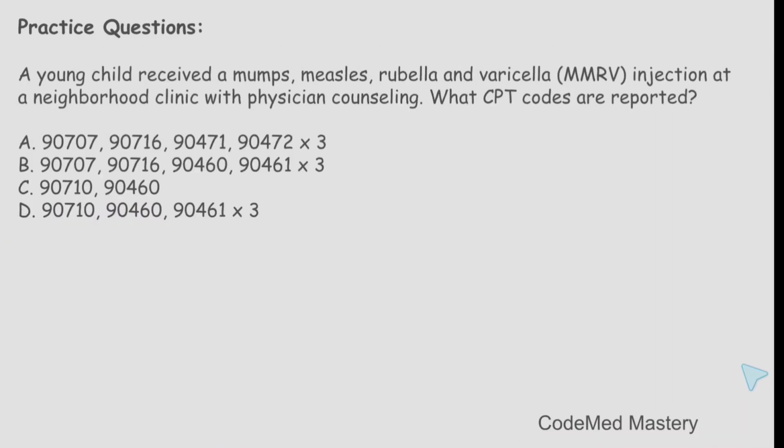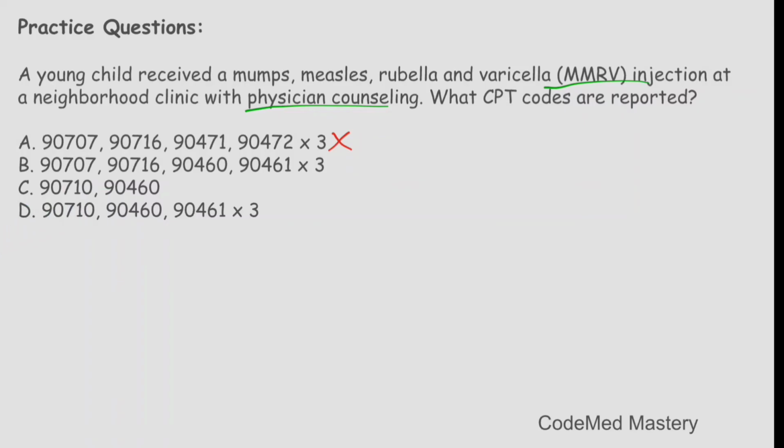Next question. A young child received mumps, measles, rubella and varicella MMRV injection at a neighborhood clinic with physician counseling. What CPT codes are reported? So here counseling is mentioned. So according to the guidelines, because counseling is included, a code from 90460, 90461 should be used. So eliminate the option which has the code 90471, 90472. Now we are left with option B, C and D.